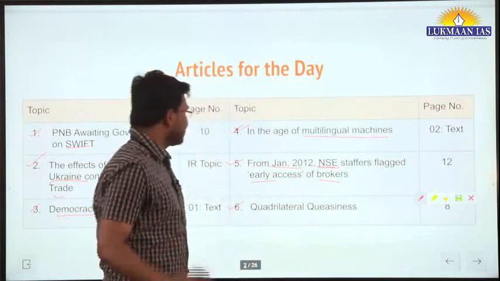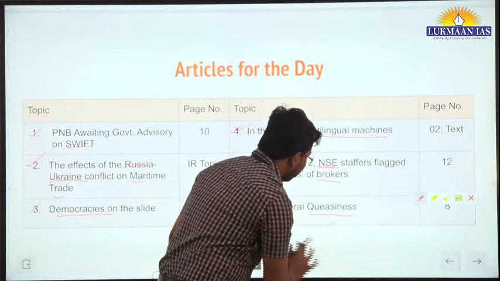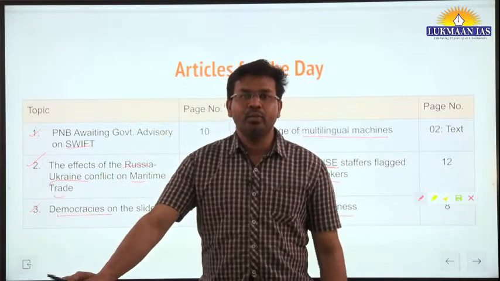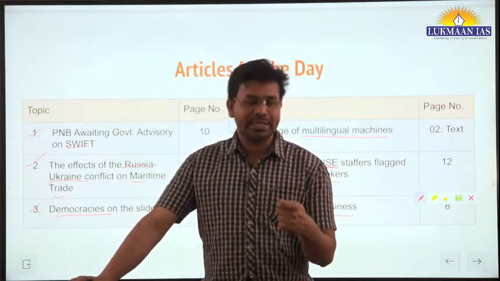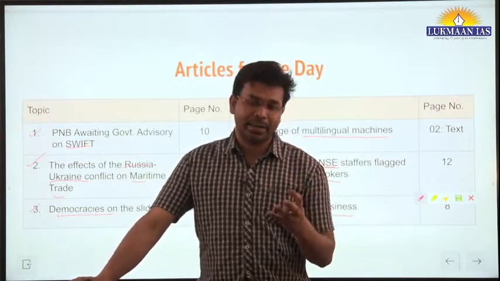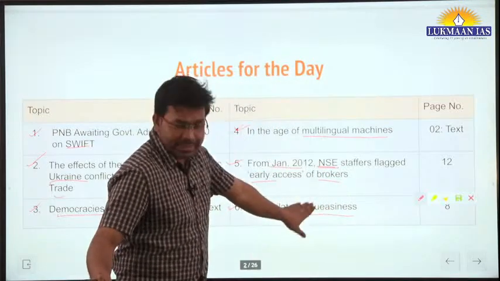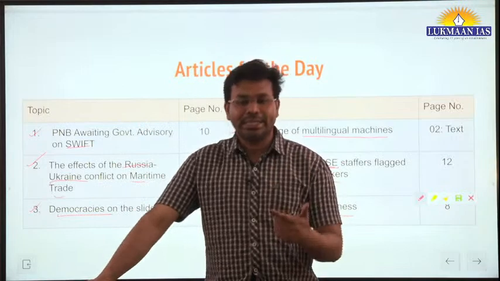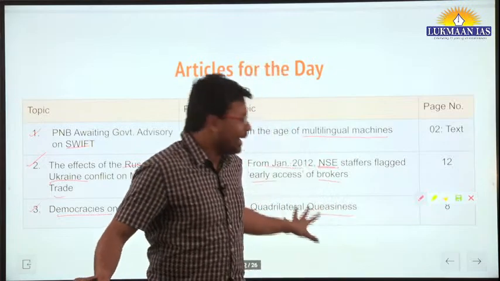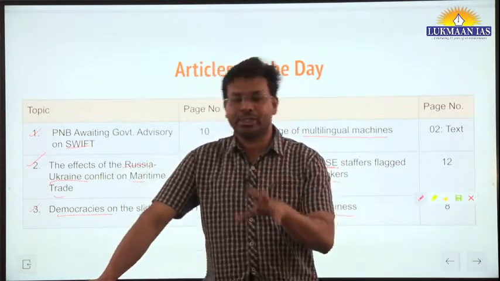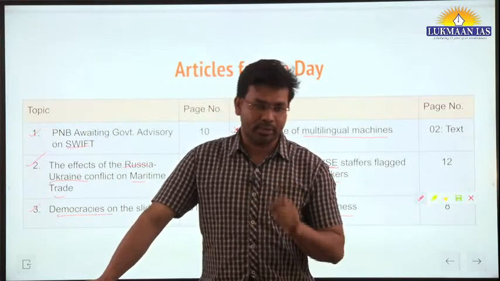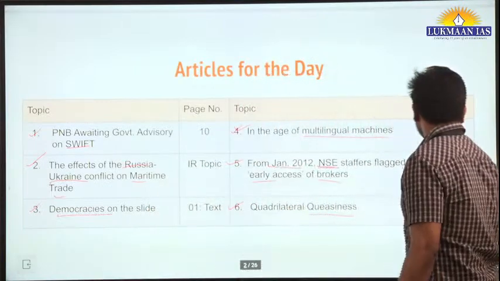Then the next topic is related to quadrilateral cuisines. Okay, so we have a quadrilateral security dialogue where India is also a member of it, right? Quadrilateral security dialogue has 4 countries. One of the countries India, then Australia, USA and Japan. So this particular article is related to international relations, and we are going to discuss about the relations, how India is playing role in Quad, and why different other members are pressurizing India to take a stand on Russia-Ukraine war that is happening now. So let us start the discussion now.